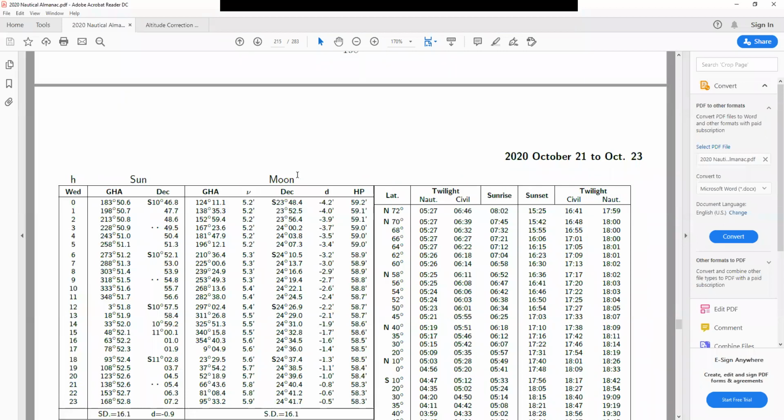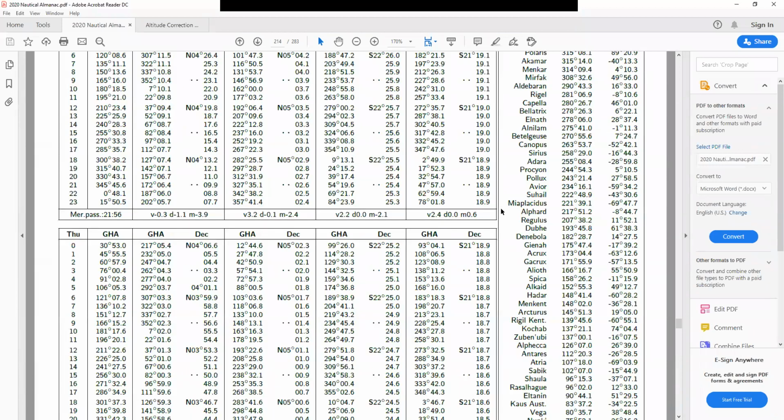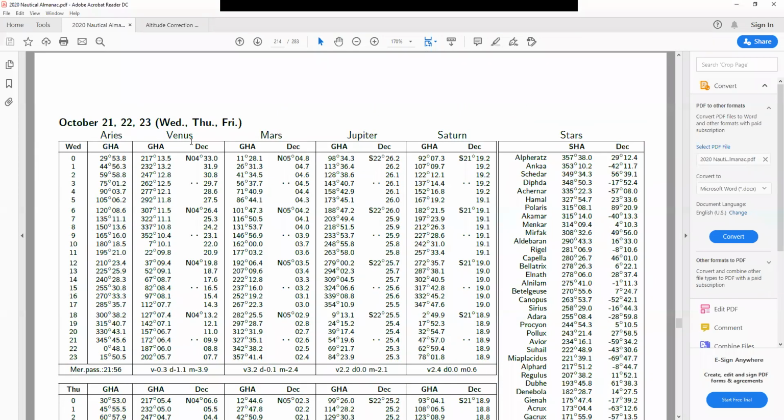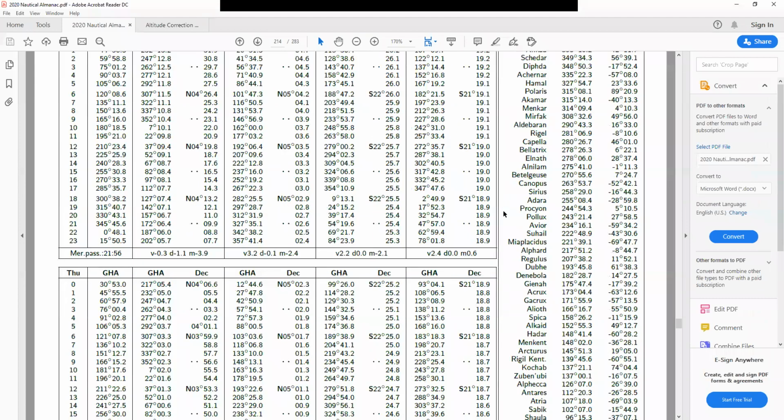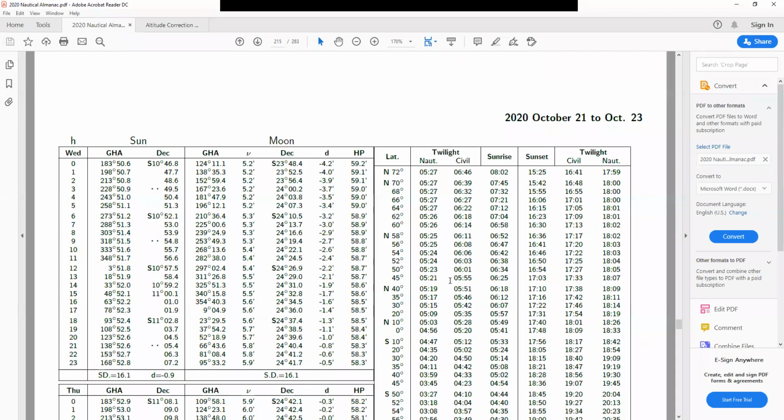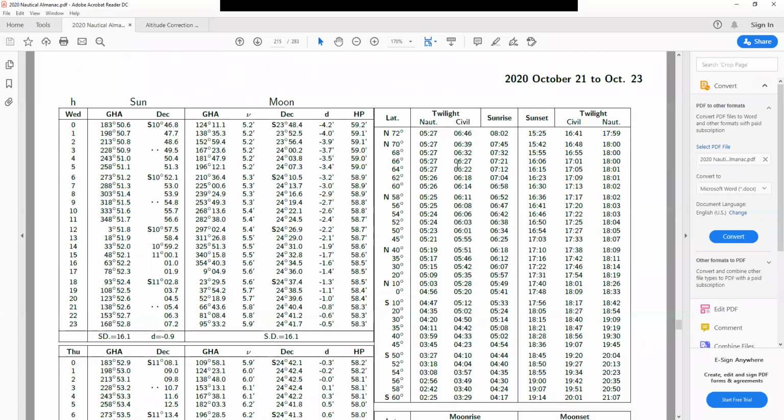Now, if you look at your tables, on the first page, which would be the page on the left, you've got Aries and Venus and planets and the stars. And then on the next page on the right, we have the sun, the moon, and then your twilight and sunset times. If you look at these times, let's just look at the top one here. They follow chronologically, left to right.